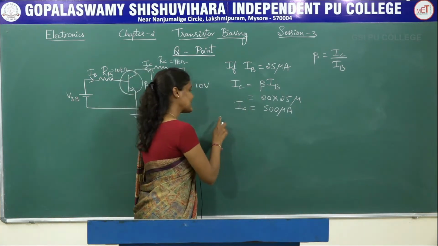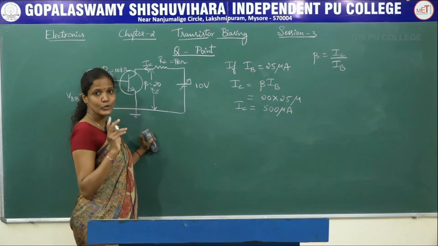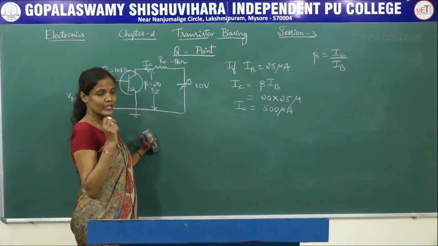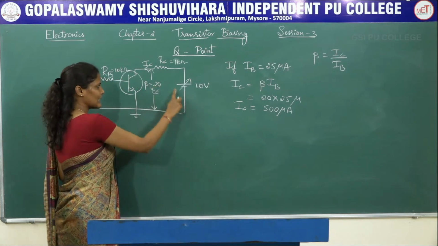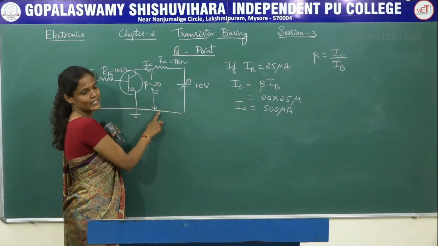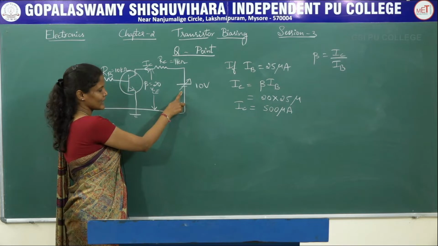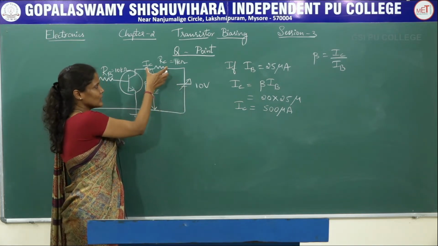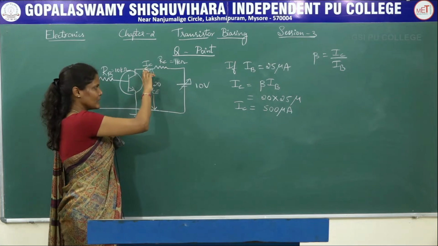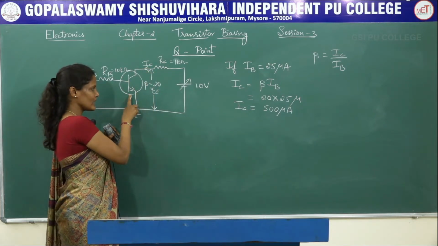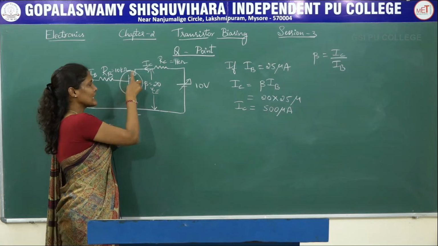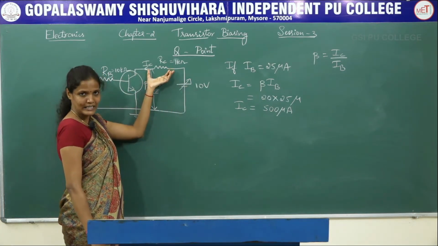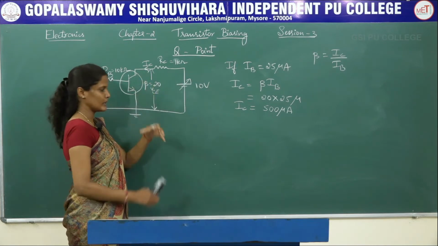Now in order to calculate VCE, because we want two different points, right? One is ICQ, the other one is VCEQ. So in order to calculate that, let us apply KVL for this particular loop. This is the voltage source, and this voltage source will be providing the voltage to RC and between these two terminals. This is an NPN transistor: emitter, base, collector.